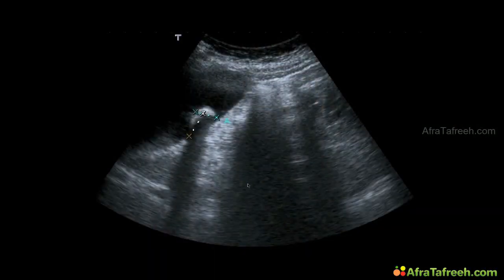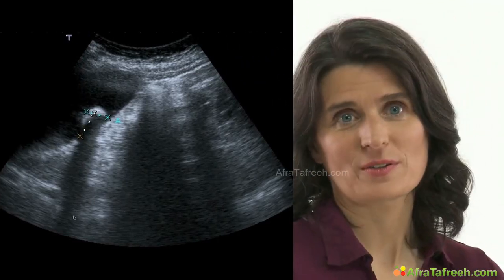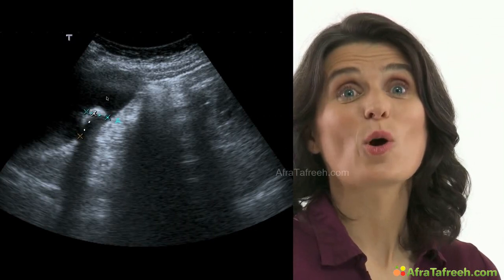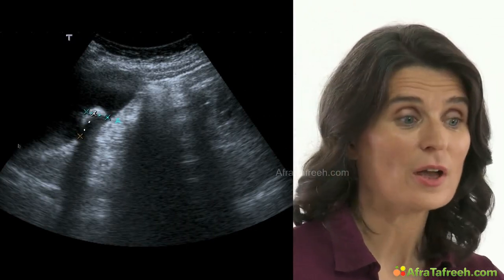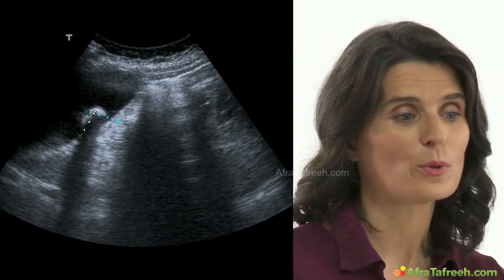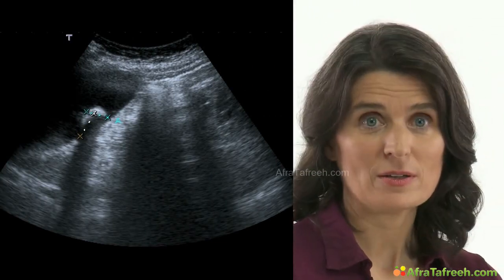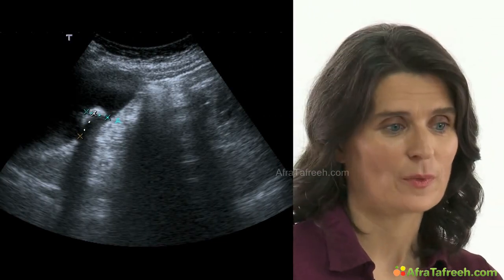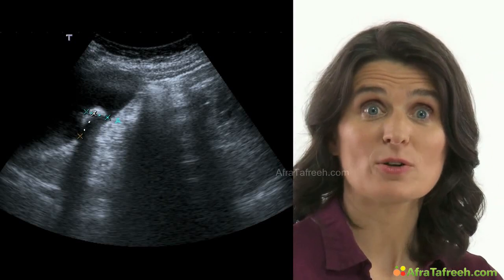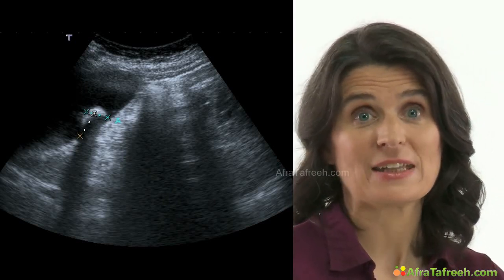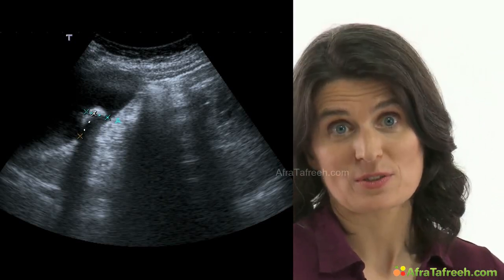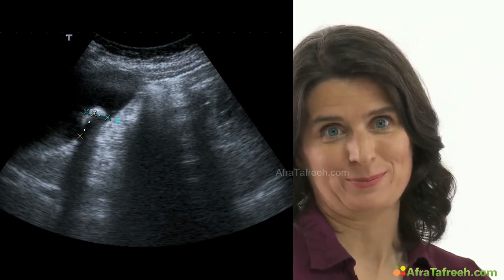The next picture shows us another structure that can cause acoustic shadowing. Over here. What do you think this could be? You're right, this is a gallstone. It's a calcified structure, and dorsal of our gallstone, we got this black area, this acoustic shadowing. So this can be a help to define calcified structures like gallstones and differentiate them from other pathologies, for example, polyps of the gallbladder.